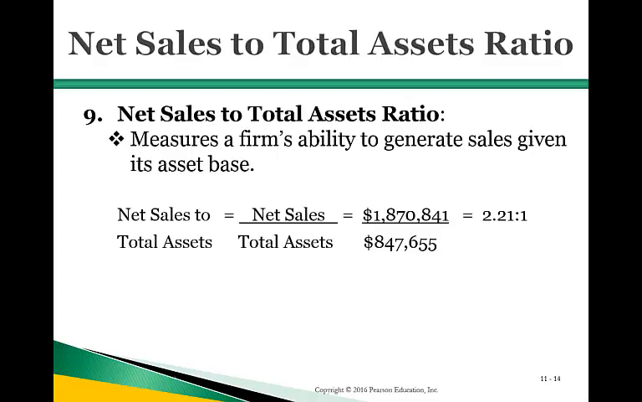Okay, another ratio is the sales to total assets ratio. Here we find net sales 1,870 and total assets 847. So we're getting about 2 times a return on our sales, 2.21 on our assets.